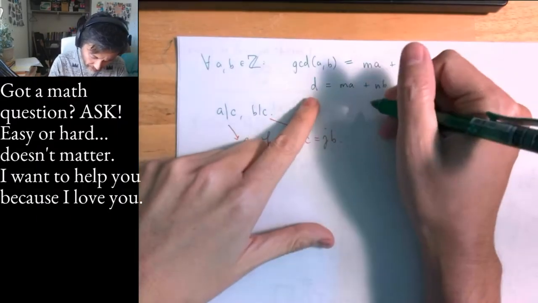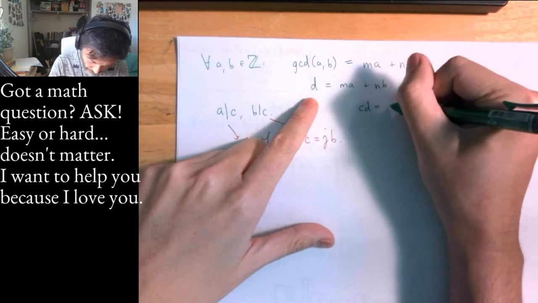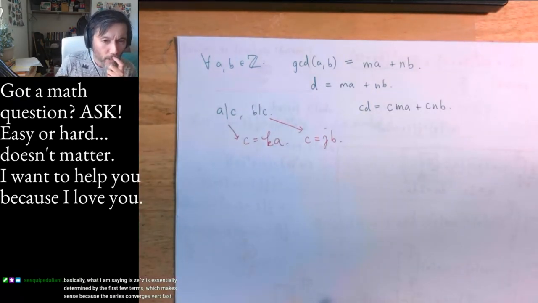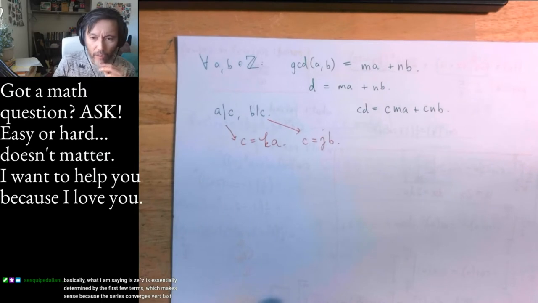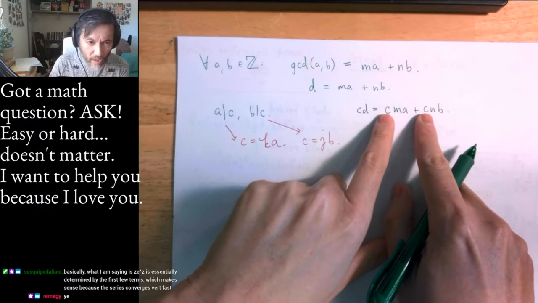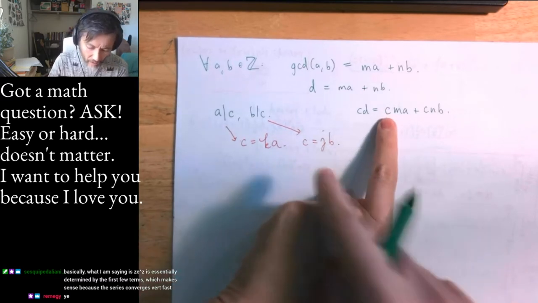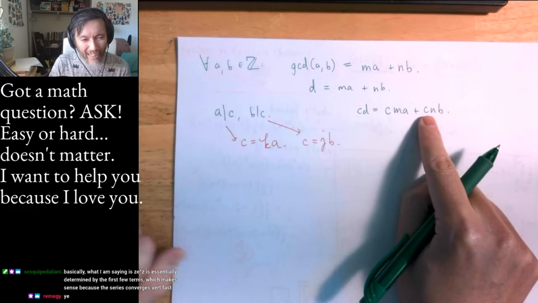So what we're going to do is take this equation and multiply both sides by C, maybe? I'm not sure. CD is equal to CMA plus CNB, right? You agree? What I've done in going from here to here is multiply both sides by C. Are you there with me? And then I think what we can do is rewrite each of these C's using these factoids that we know, right? So for example, I can rewrite this C as J times B. And how can I rewrite that C, which might be useful here?